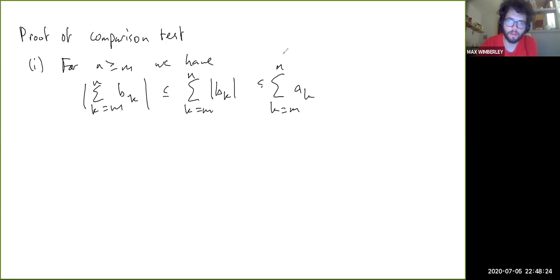let's use a different color here. Because this ak converges, that means we can make this be less than epsilon.